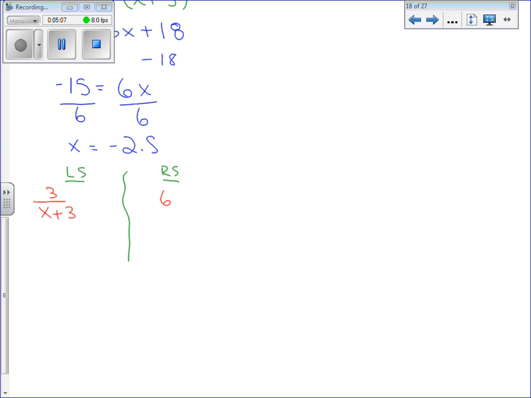I can't do anything on my right side, but I want to make sure that if I plug in the value I got for x, this should equal 6, because that's what the equation said: 3 over x plus 3 equals 6. So 3 over negative 2.5 plus 3 is 3 over 0.5, and 3 divided by 0.5 equals 6. So that means this is my solution.